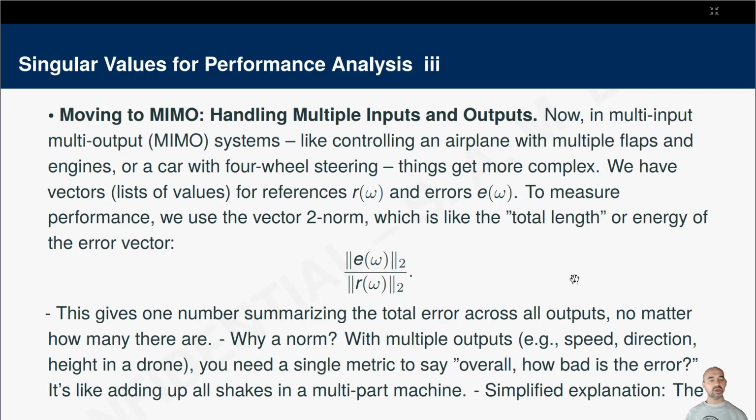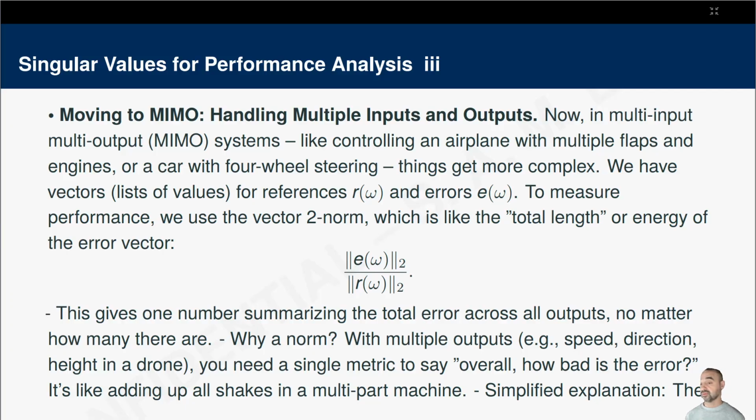Let's go to MIMO now. In MIMO systems, like controlling an airplane with multiple flaps and engines, or a car with four-wheel steering, things get more complex. We have vectors, lists of values for references, and errors to measure performance.